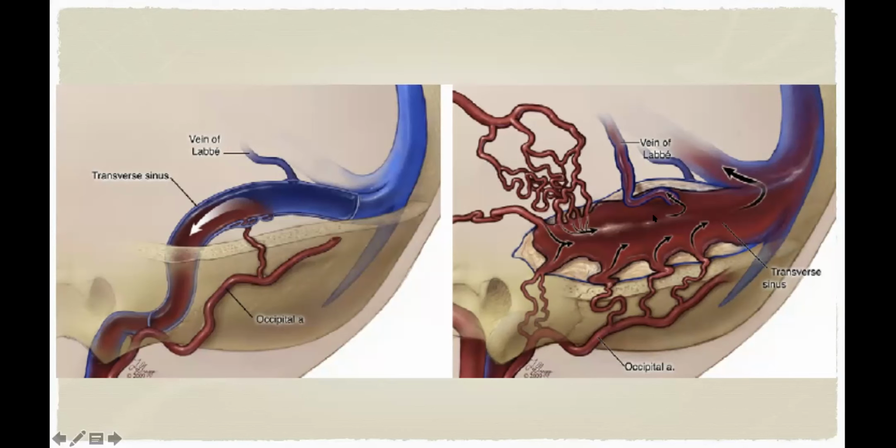However, in the slide on the right side, there is no anterograde flow. Rather, all the flow is going retrograde in the vein of Labbé. So in these cases, we have to preserve the vein of Labbé to the maximum, but then we can open the sinus and pack it with oxidized cellulose so that we can close this particular sinus from feeding the leptomeningeal veins retrogradely.